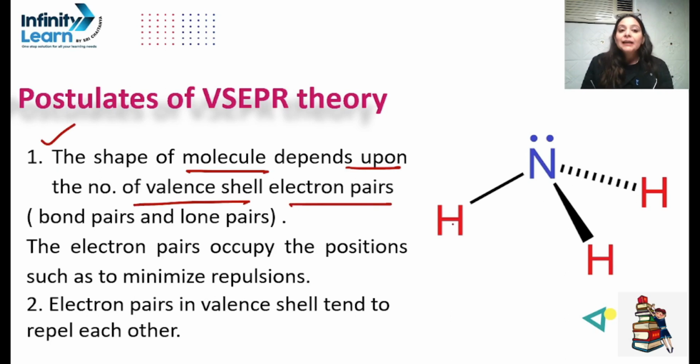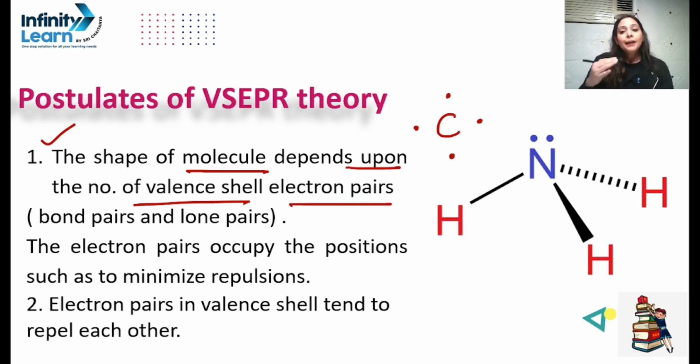It is correct that whatever the shape of the molecule, it depends upon the valence electrons. Right? For example, if I talk about carbon, we know that carbon has 4 valence electrons. So these electrons will also repel each other, and they tend to occupy such positions around a central atom where their repulsions are minimized.